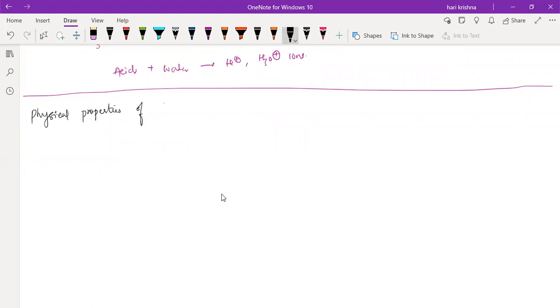Bases are shiny. First one, bases are soapy to the touch. Some are bitter in taste, and strong bases are corrosive in nature. So they're soapy and shiny. Strong bases are corrosive in nature. Good. Next.